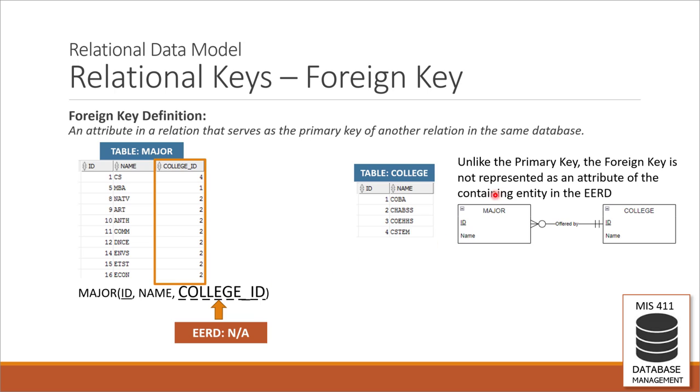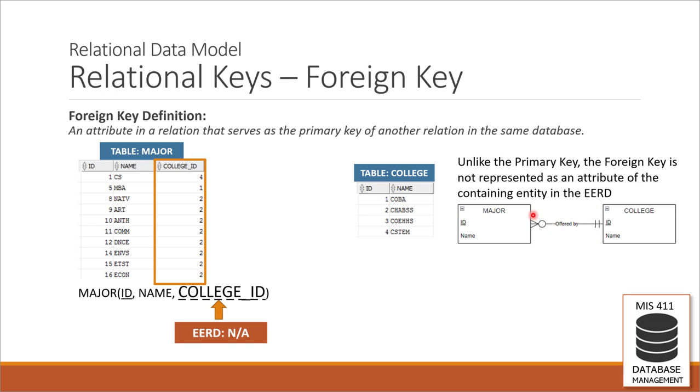Now, unlike the primary key, the foreign key is not represented as an attribute of the containing entity in the EERD. So remember what we might have in a major entity, for instance. We would have the identifier, what now has become the primary key. However, we wouldn't actually have college ID in here. It's represented by the relationship. And so that's a big difference between the primary key and the foreign key: in the EERD, you can basically expect to see the primary key as an attribute, but the foreign key is inferred from the relationship between major and college.